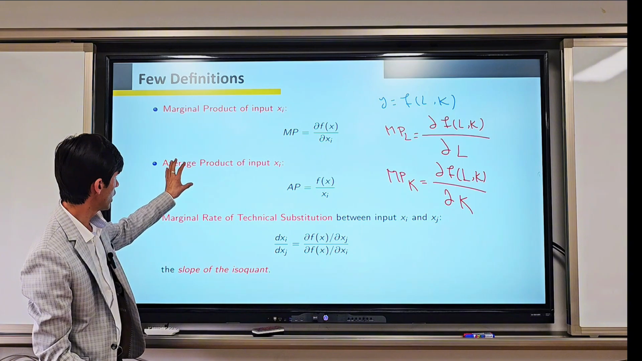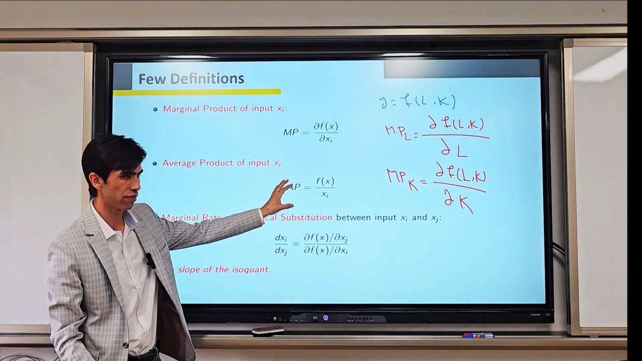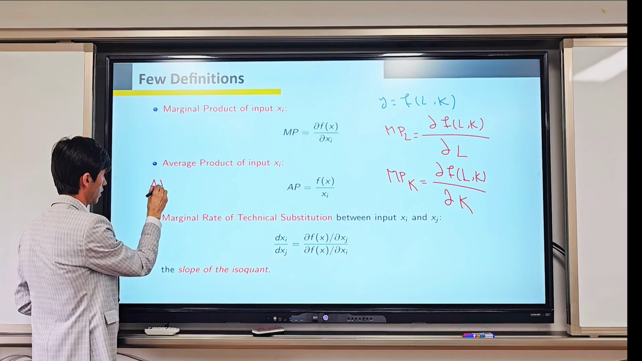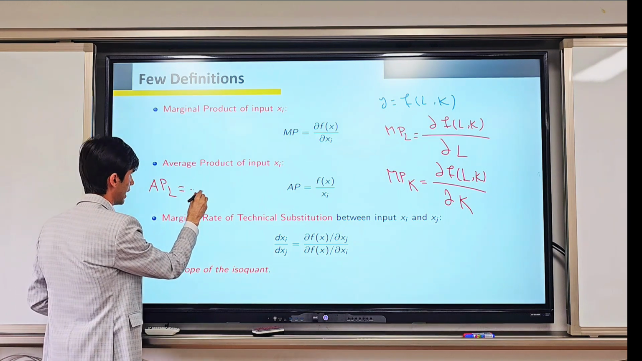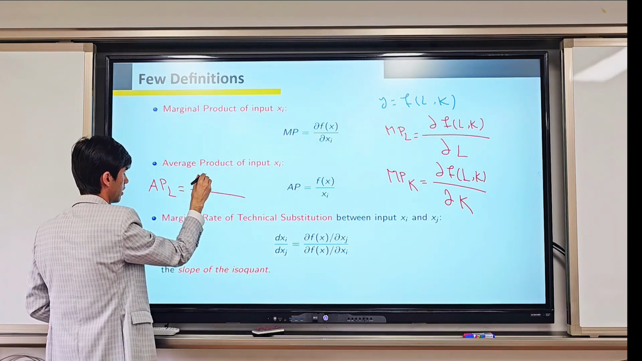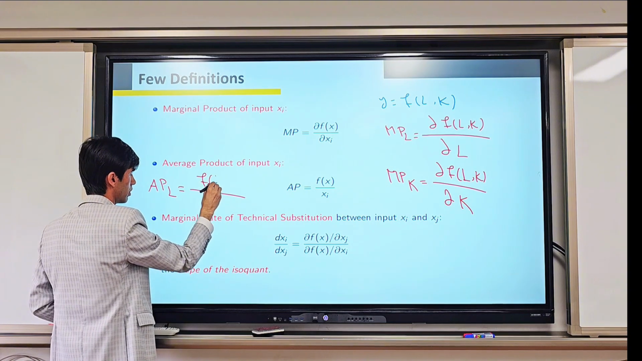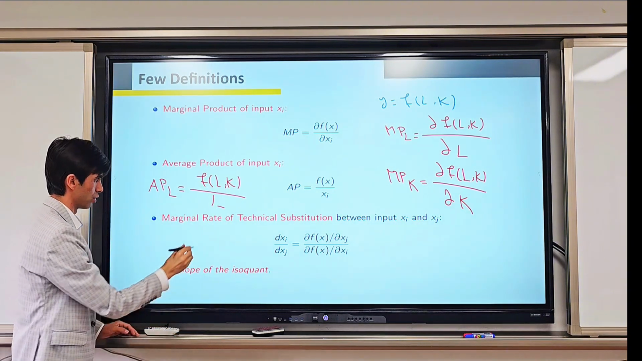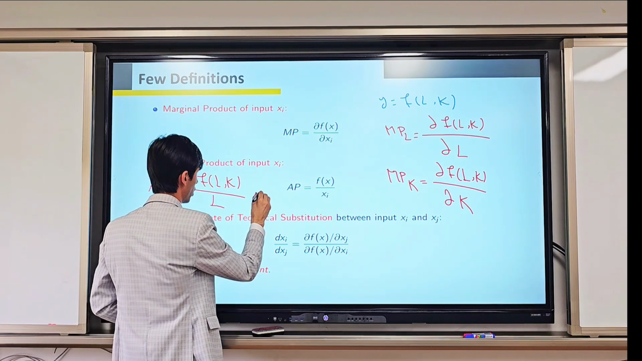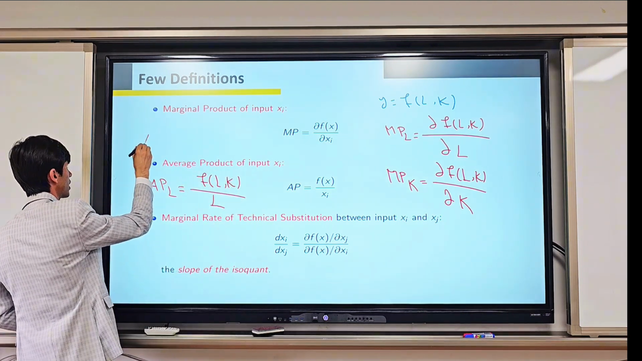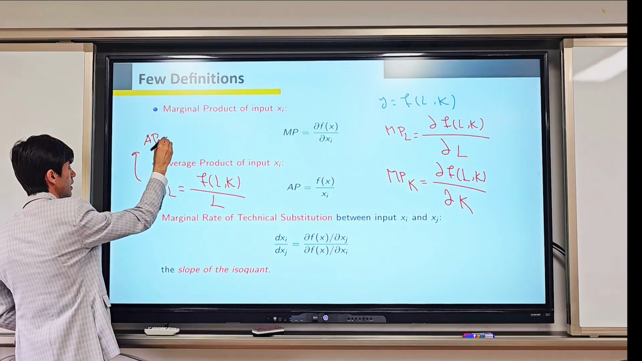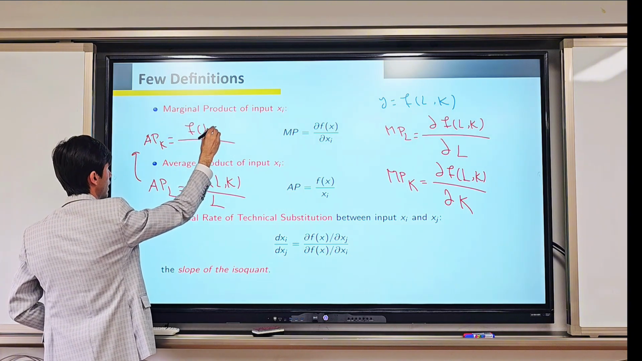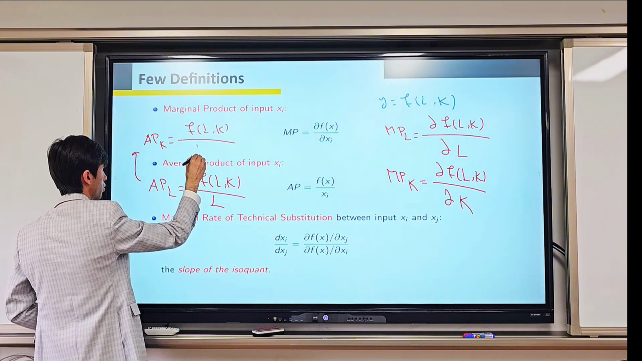The other thing that we need to know is the average product of input. The average product of labor is equal to the total output divided by the total number of labor that we use. And the average product of capital is equal to the total output, which is f of L, K, divided by the total number of capital.